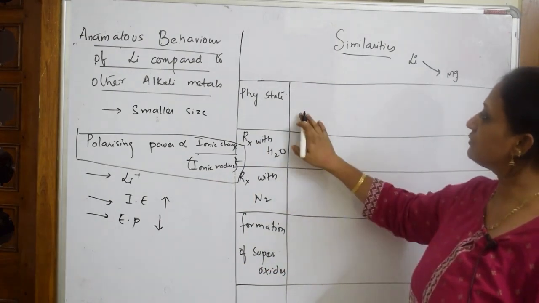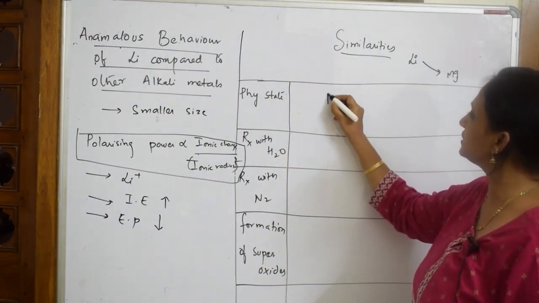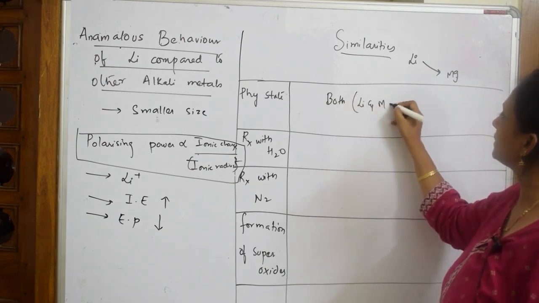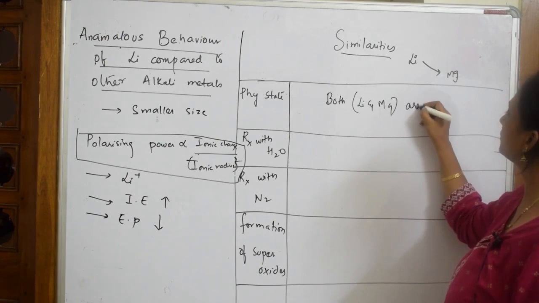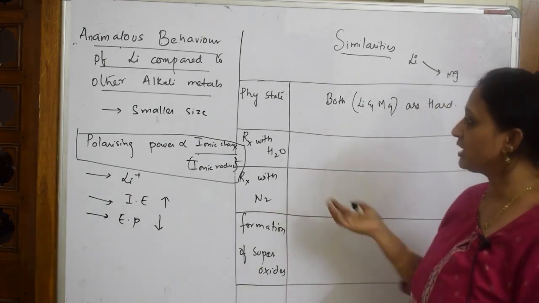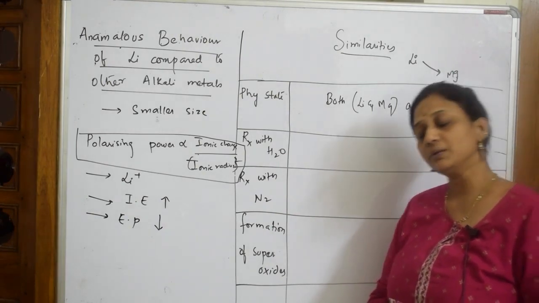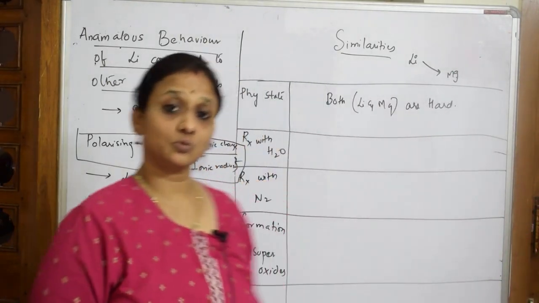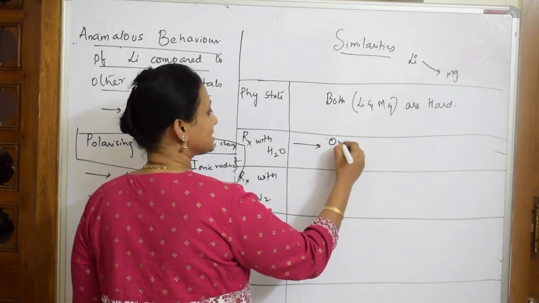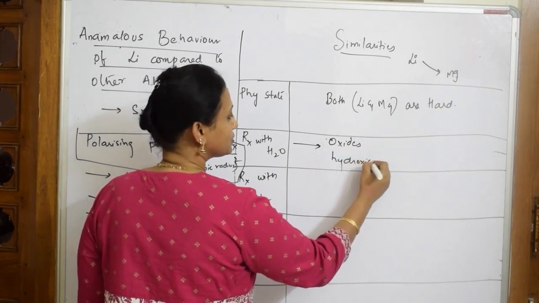What are they? When I speak about the physical state of lithium and magnesium, when I write both, it means I'm talking about lithium and magnesium also. Both are hard in nature. Okay, simple, just for your information. Next, reaction with water. We very well know lithium combines with water, magnesium also combines with water. They form oxides as well as hydroxides. This is only for your general information.